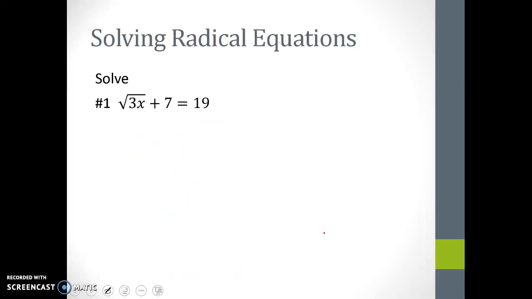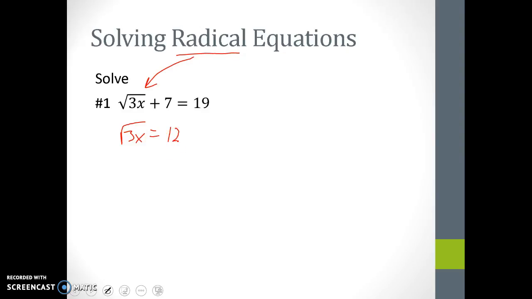So let's use this idea then to solve other radical equations. A radical equation is simply an equation with a radical in it. And so here we have the square root of 3x plus 7 equals 19. In order to solve this equation, we're going to start by subtracting 7 from both sides. So we would get the square root of 3x is equal to 19 minus 7, which is 12.